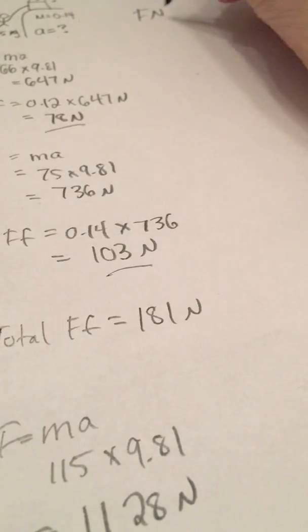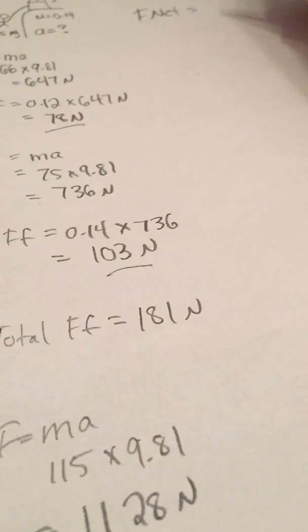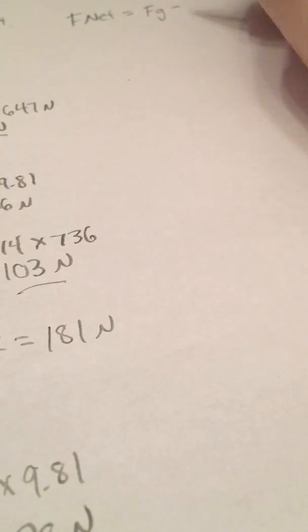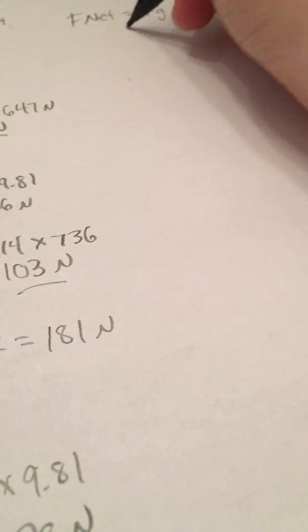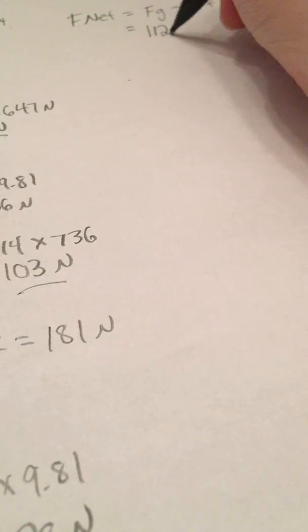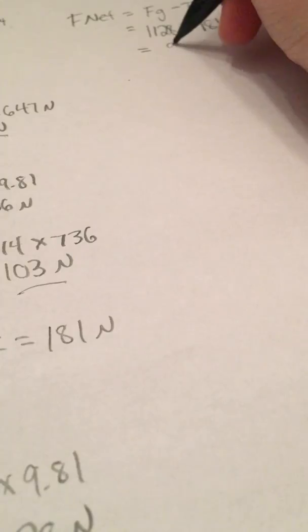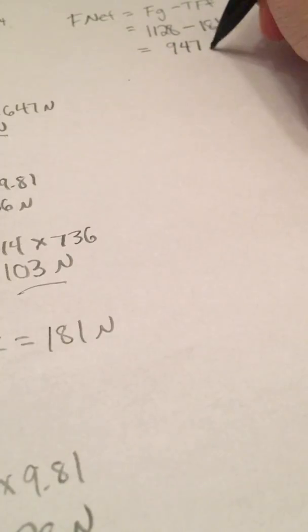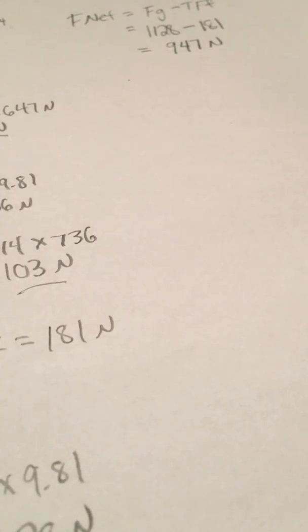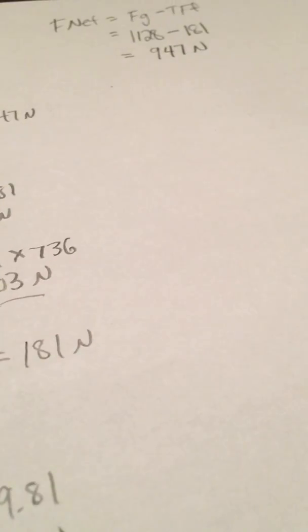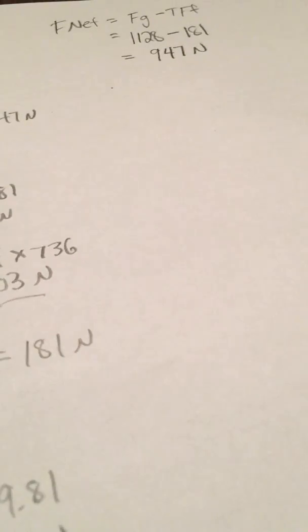Now to find the acceleration, we need the net force, which is going to be the gravitational force of the person, and then we're going to subtract the total force of friction from that to get the net force. So we have 1,128 minus 181, and that gives us 947 newtons.